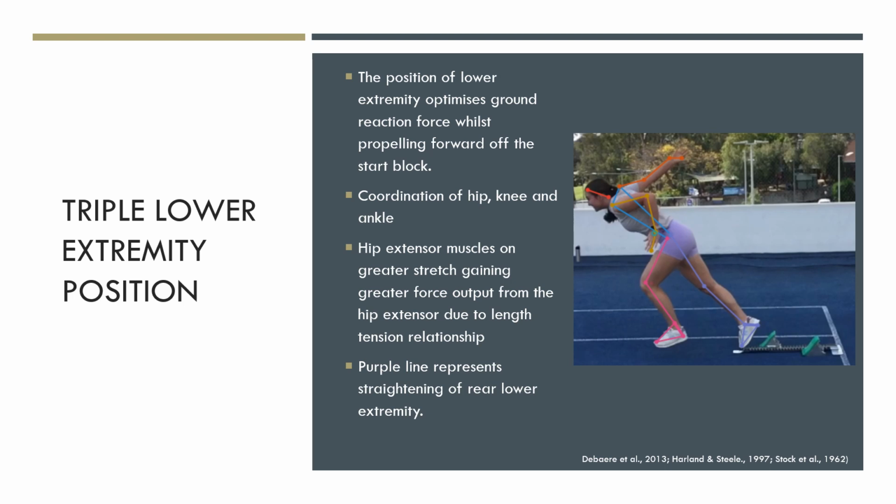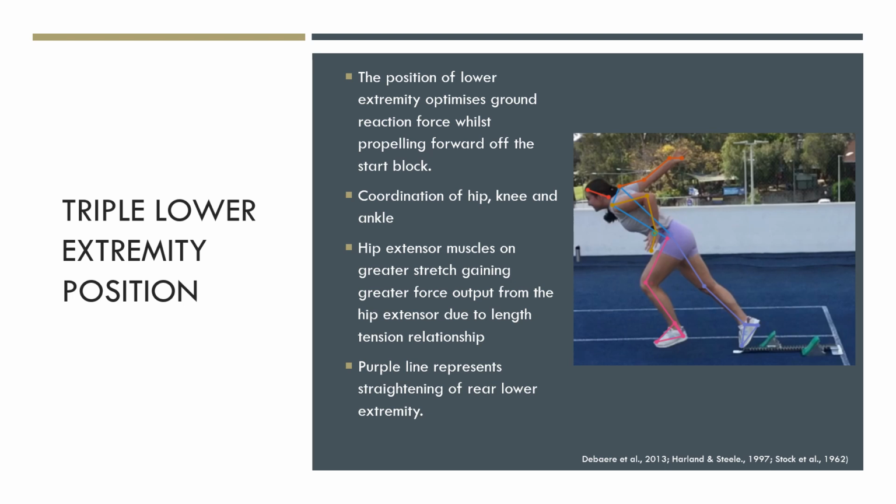So the medium to high hip position within the set position enables a more forceful thrust against the front block, and additionally the knee straightening of the rear leg commences just after the rear block exit and first touchdown, facilitating the transfer of power down the leg. Research findings suggest that the more skilled sprinters place their hip extensor muscles on a greater stretch in the set position, thereby gaining a greater force output from the hip extensor due to the length-tension relationship. In this footage analysis, the purple line represents the trajectory of the rear lower extremity, highlighting the use of the triple extension following the exit from the block.